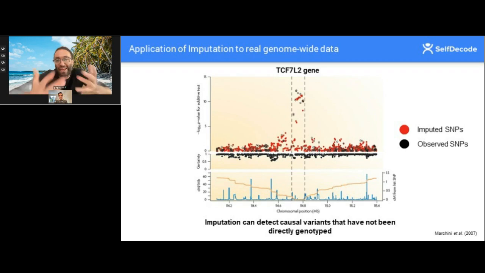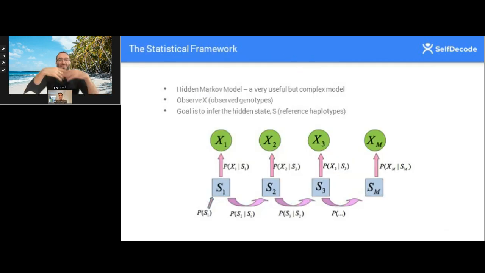And this helps you detect where the causal variants have been, right? So it allows this kind of fine mapping. It allows this boost in power, all these things that we're highly, highly interested in. All right, so how does this work? We'll keep discussing this a little bit.